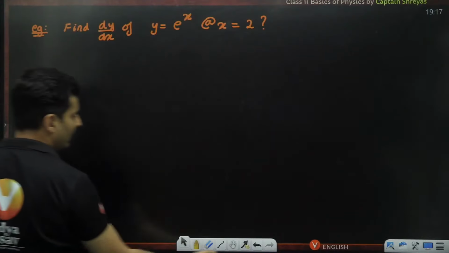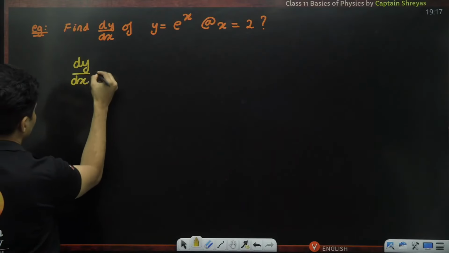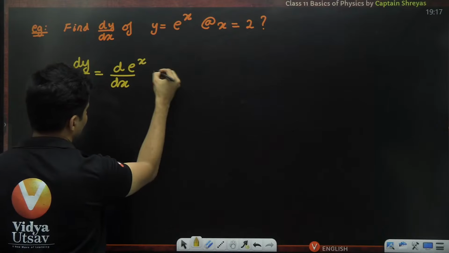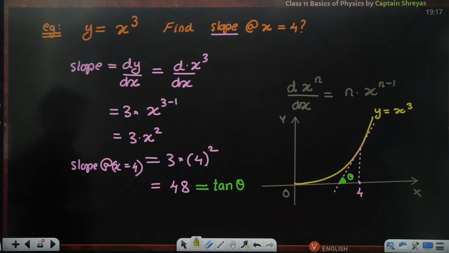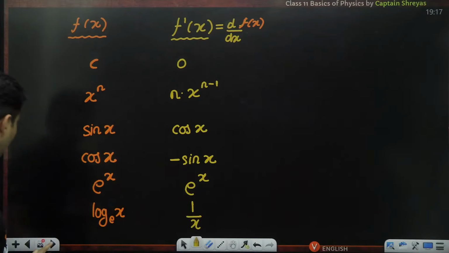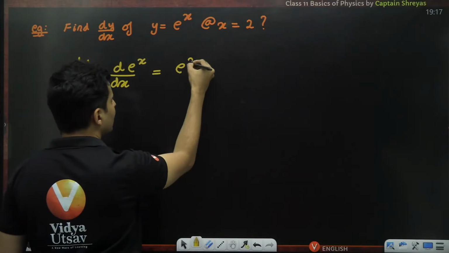Okay, we have to find dy by dx. But what is y over here? It is e raised to x. But I just told you what is the derivative of e raised to x. It is e raised to x only. So perfect. It is just e raised to x.